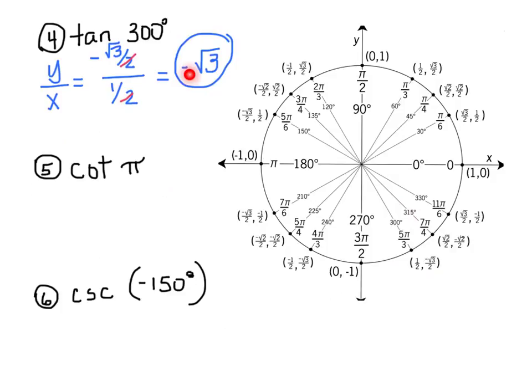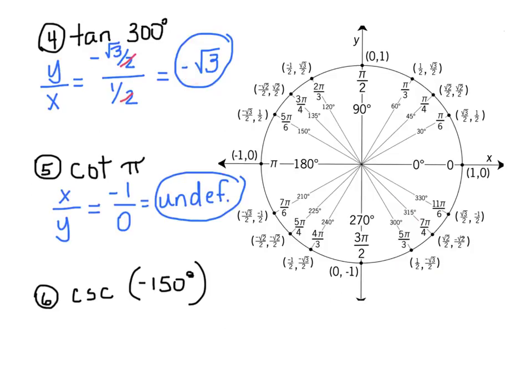Try number 5. The answer is undefined because pi is at 180 degrees, and cotangent is x over y. X is negative 1, y is 0, and negative 1 divided by 0 is undefined. 0 on the bottom is always undefined. Try number 6.